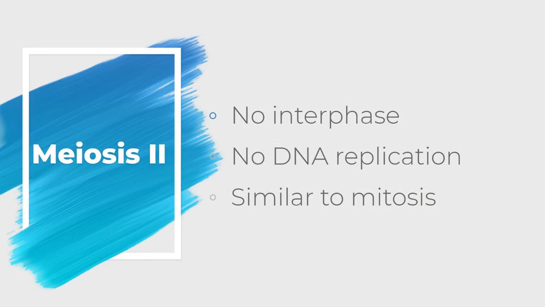Now, in between meiosis 1 and meiosis 2, there is no interphase. So these cells are not going to replicate their DNA. They're not going to grow in size. They are just simply going to enter into meiosis 2, which is extremely similar to mitosis.